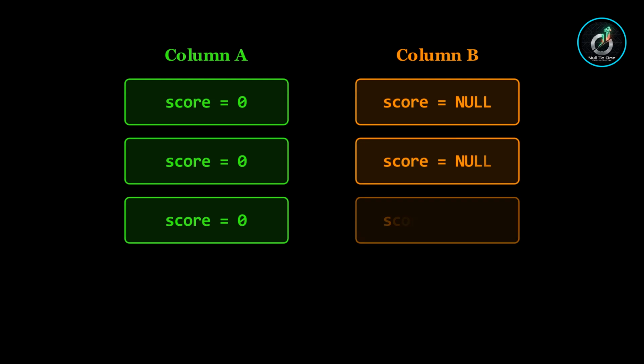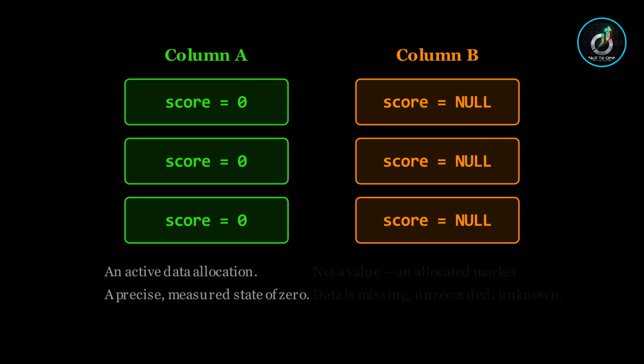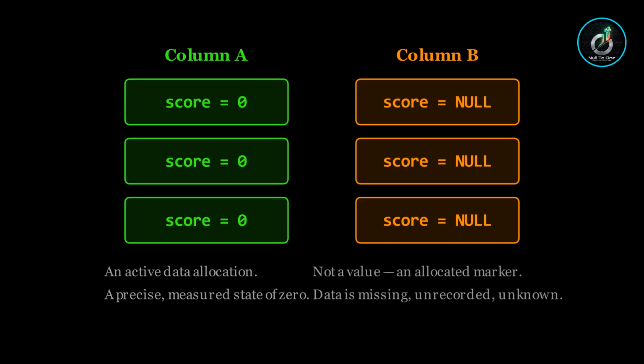Let's look at the mathematical reality under the hood. A value of 0 is an active data allocation inside your database row. It represents a precise, measured state of 0. Null, however, is not a value. It is an allocated marker indicating that data is completely missing, unrecorded, or unknown.